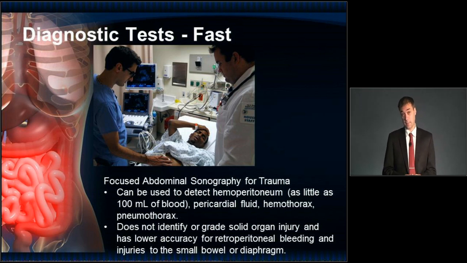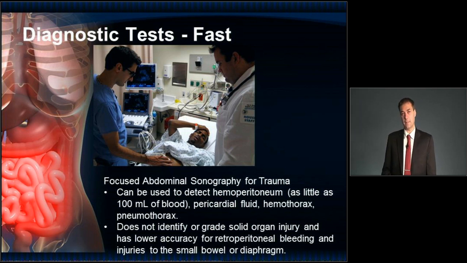Another diagnostic test that is, of course, done by an advanced and experienced practitioner is a FAST exam, a focused abdominal sonography for trauma, or a bedside ultrasound. FAST exams are specifically useful for detecting blood in the peritoneum. In fact, as little as 100 mL of blood can be detected by a good practitioner. You can also use a FAST exam to determine pericardial fluid or a pericardial tamponade. It can pick up on a hemothorax and a pneumothorax.